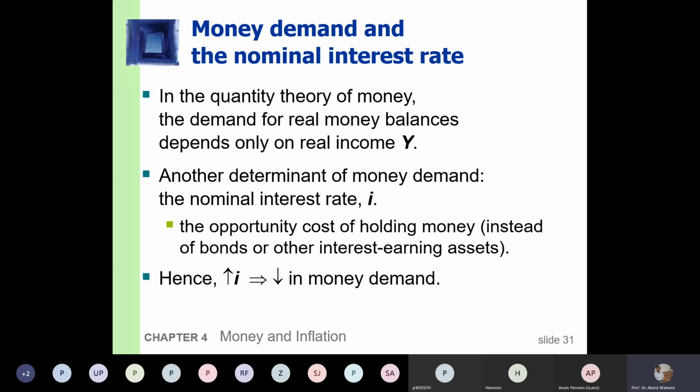So when the nominal interest rate is high, real money demand would be low. People would prefer to hold less cash in their hands, and they will put their money in some interest bearing assets.